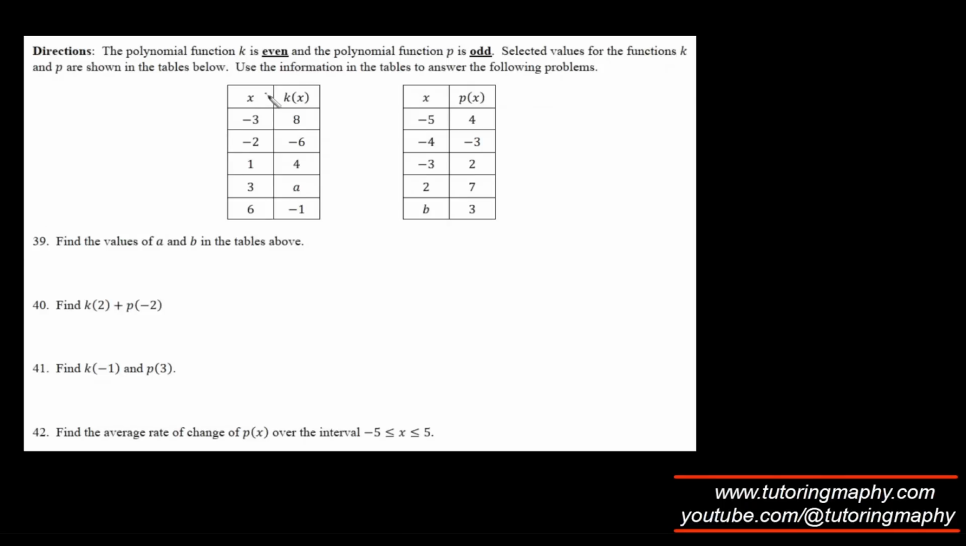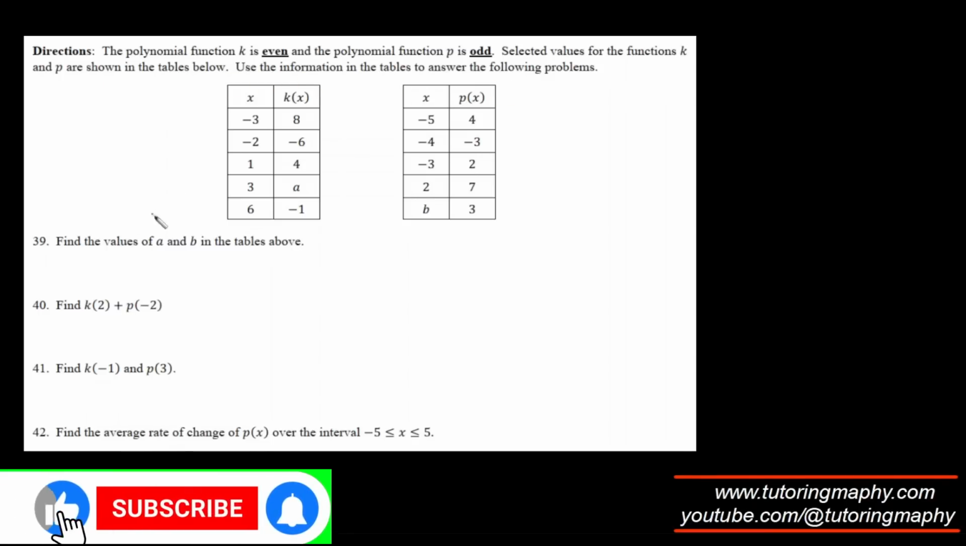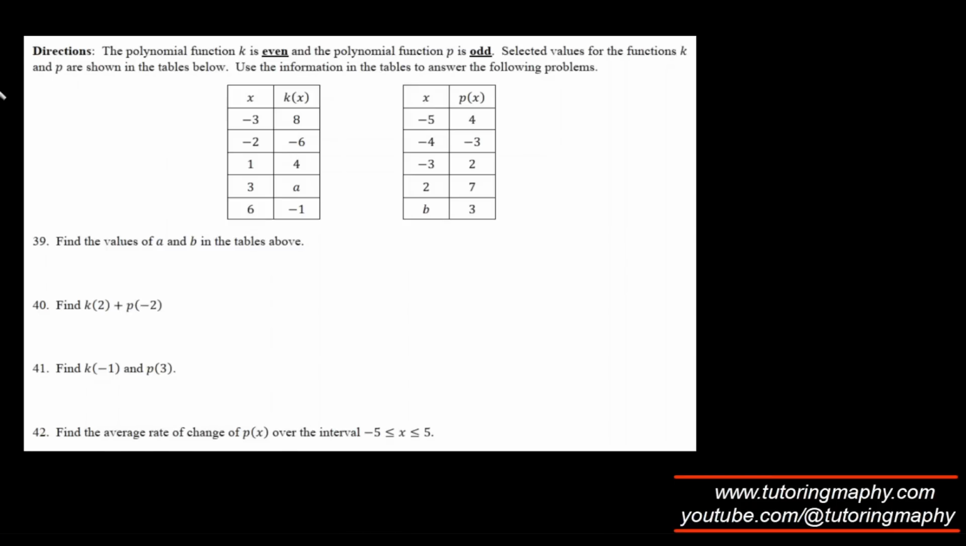Right. The polynomial k is even and p is odd. Selected values for the functions are given. Use the following to answer. What is the value of a and b in the tables above? So a is here and b is here. So if you remember, we talked about this in 1.5 or 1.6, I think. But we said that if x comma y is a point on the function, then negative x comma y will be a point on the even function and negative x negative y will be a point on the odd function.